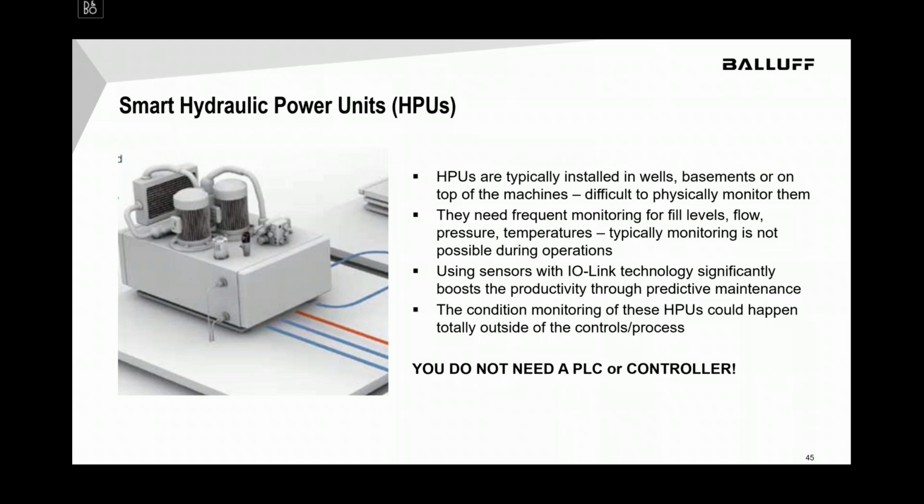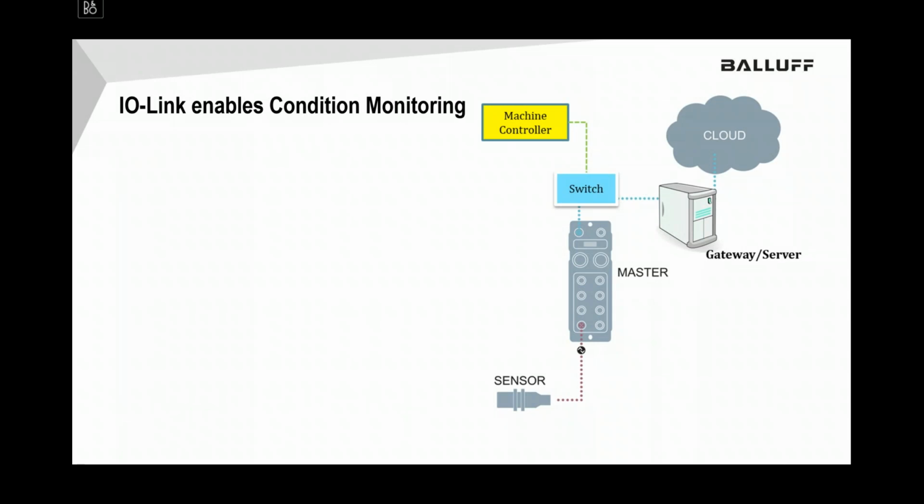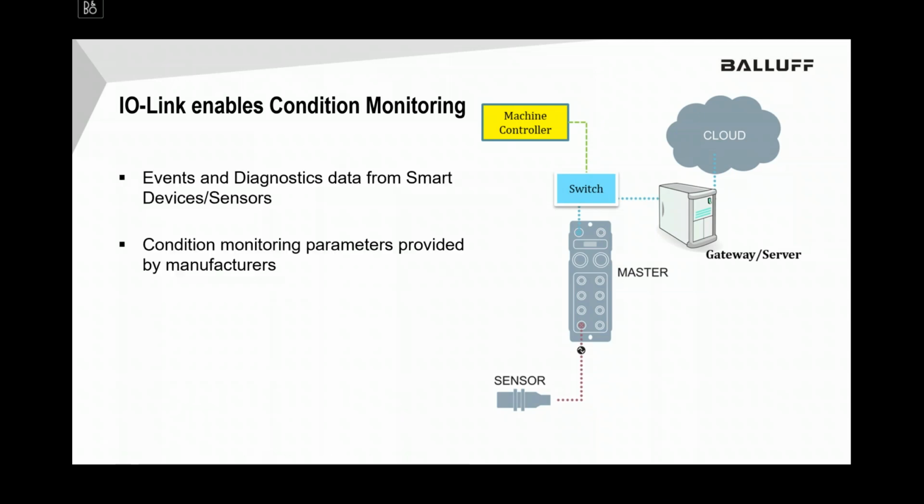With IO-Link on board, you can plug in these condition monitoring sensors or pressure, fill level, temperature sensors onto the HPUs and collect the data automatically to the dashboard. You don't need a PLC to connect to these devices because IO-Link, the moment you have the power to that master, it is communicating data with the sensor, whether that sensor data is being used by the controller or not. So even if you have a machine controller, you can plug it through a switch and you can also collect that data outside. So this is giving you that condition monitoring dashboarding.